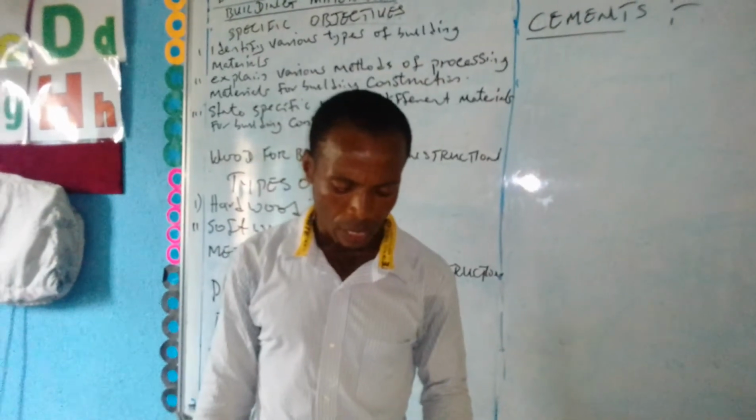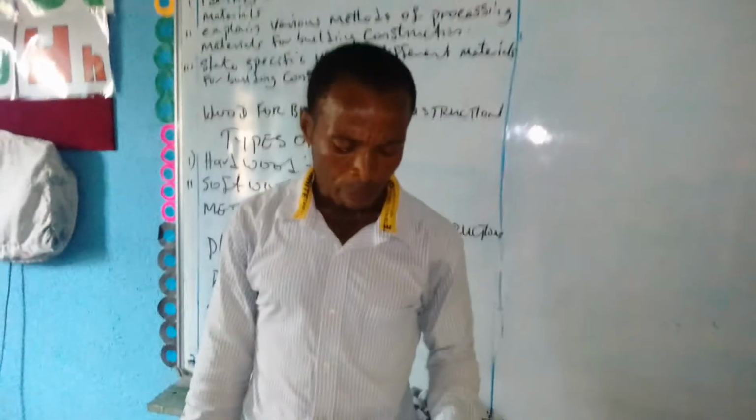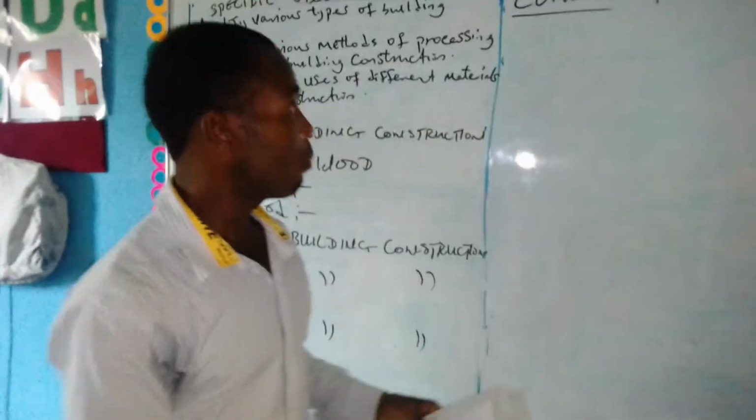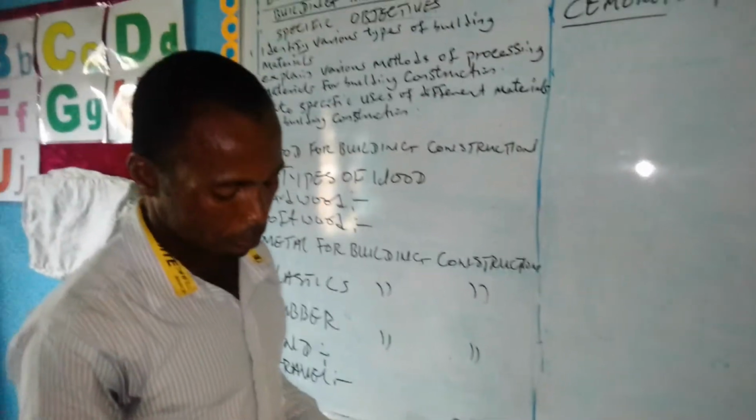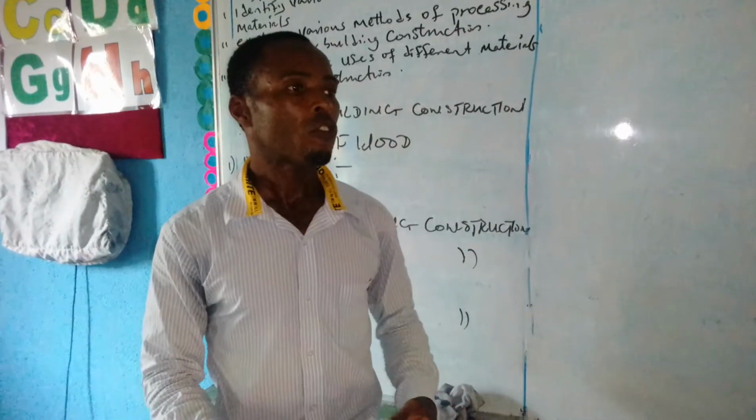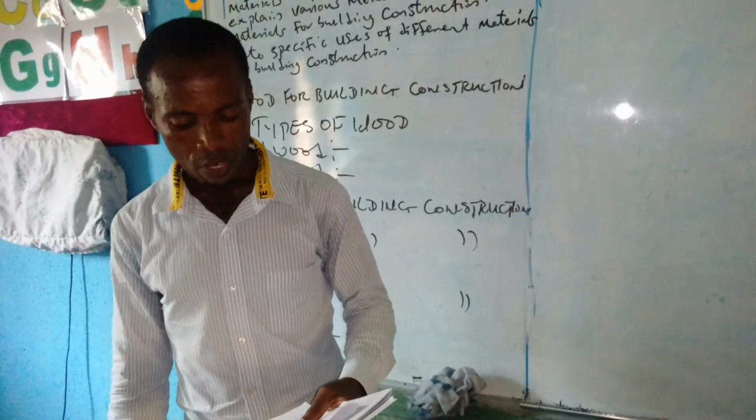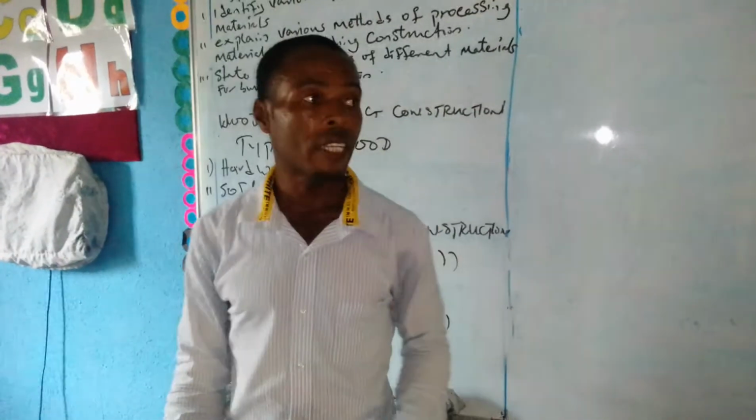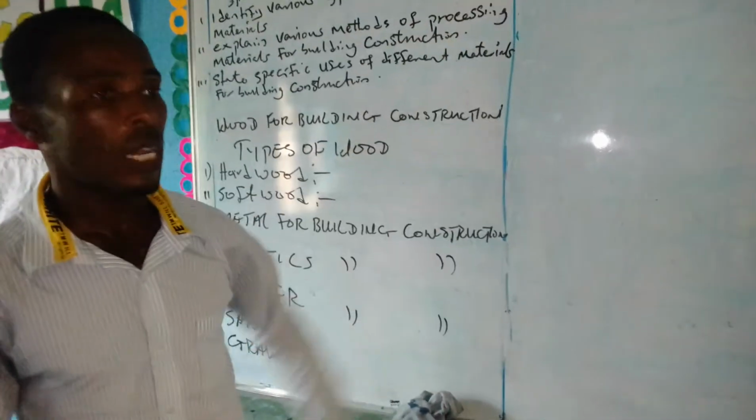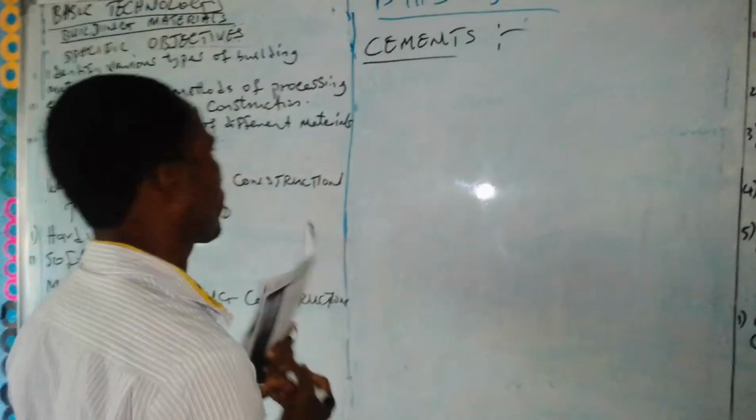Alright, we have another one. Before I go to leaves and grass, let me highlight briefly on cement again. They are used for making floor and wall tiles. Cement is used in making floor and wall tiles and bricks in building. Now let me go to leaf and grass.